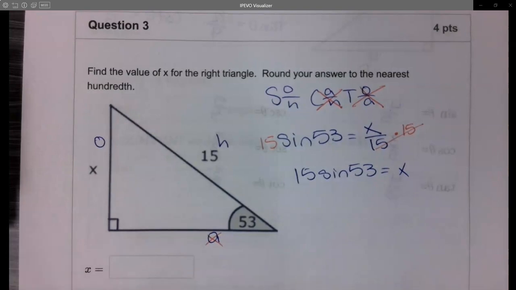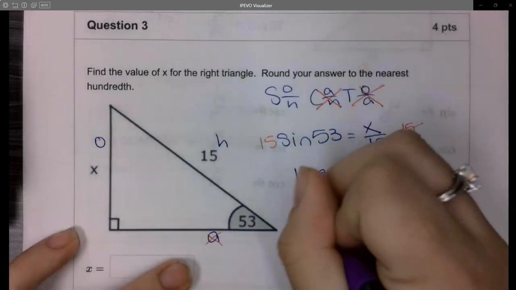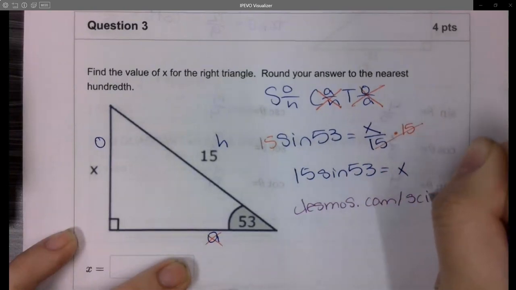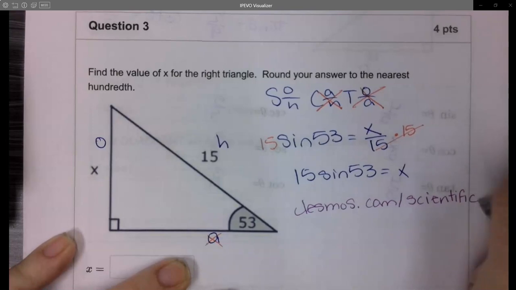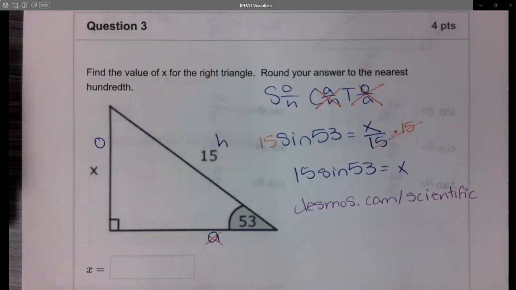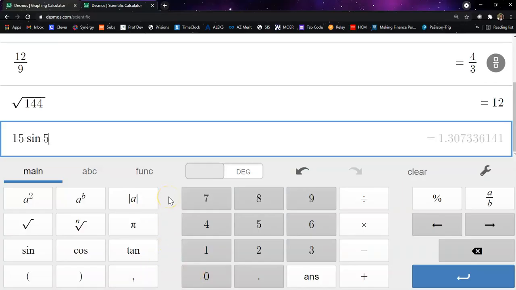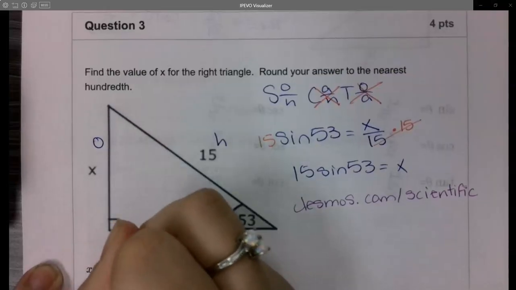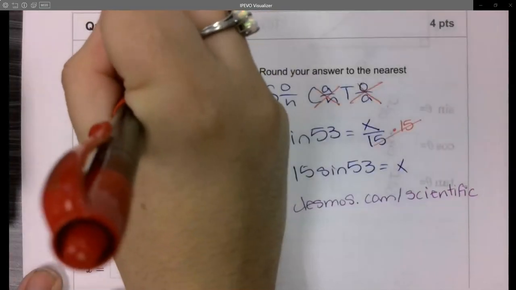This is the part where I want to make sure I am on Desmos Scientific, because Desmos Graphing will do it in radians. So again, I'm going to write down that website for you. This is where I'm going to go to type in that equation in blue. So I have 15 sine 53, which gives me 11.9, and then I'm going to round because the number after the 7 is a 9, so that's going to round up to 8. 11.98. Remember, when it says nearest hundredth, this is 2 decimal places.